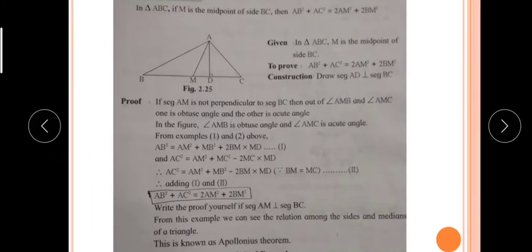Now the third, Apollonius theorem. This is also a very important theorem. Now see here, this is also a theorem we proved by the Pythagoras theorem. Now acute angle and obtuse angle we have learned, and the same we have to use here.